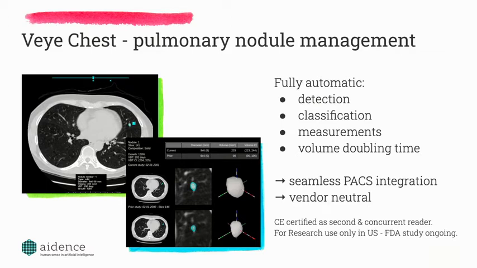So what does it do? It detects the pulmonary nodules. It also looks at the composition, so whether they're solid or subsolid, and it quantifies these pulmonary nodules by measuring the diameter and also the volume. Importantly, it also compares to prior examinations of the same patient to look at the change over time, so it can see whether a nodule is growing or whether it's resolved, for example. That's all done automatically.